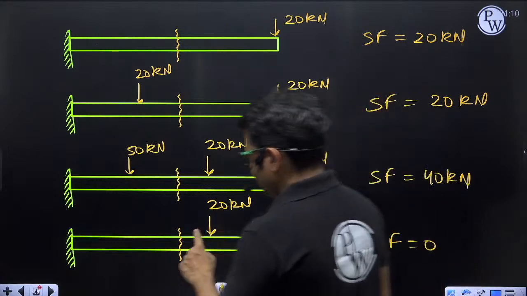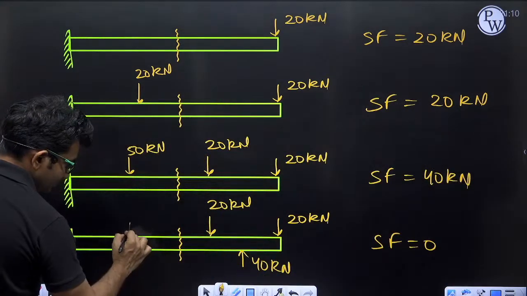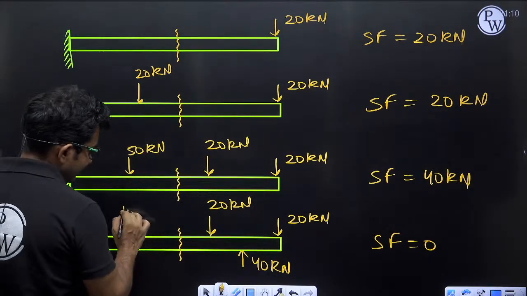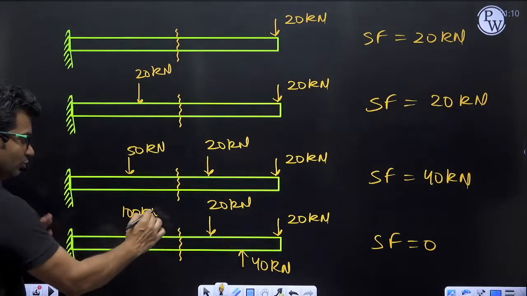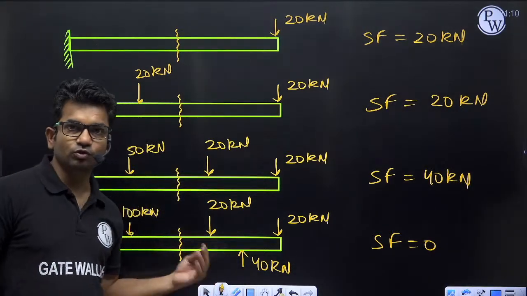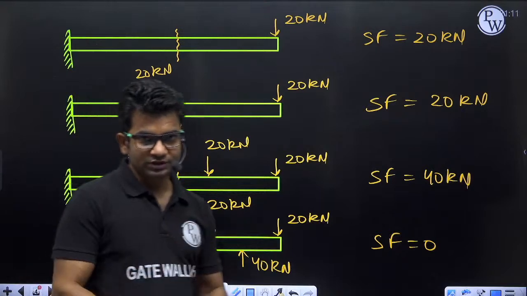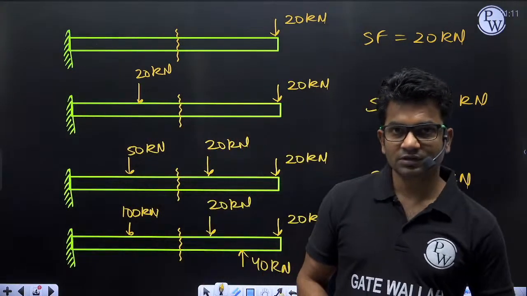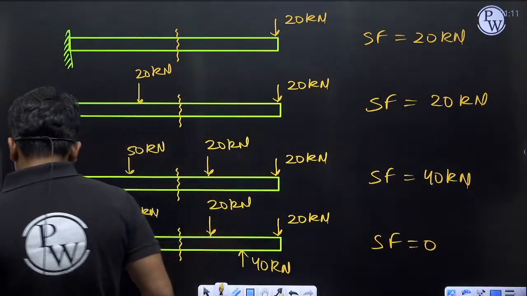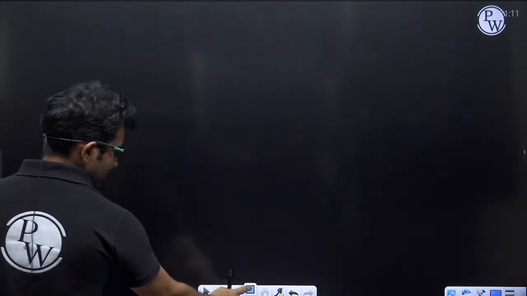Now if I apply 100 kilonewton here, then also there will be no impact on this section. So the concept is clear for shear force. Let us solve one more example.